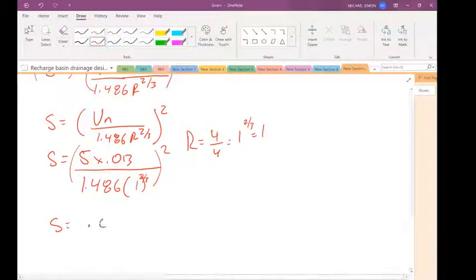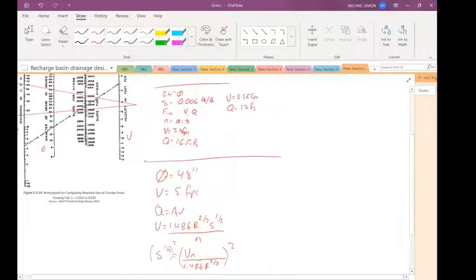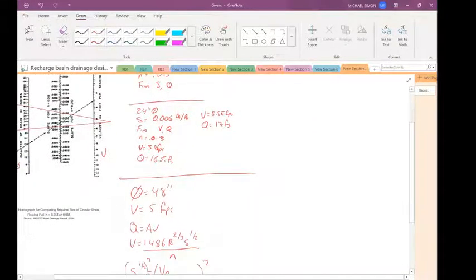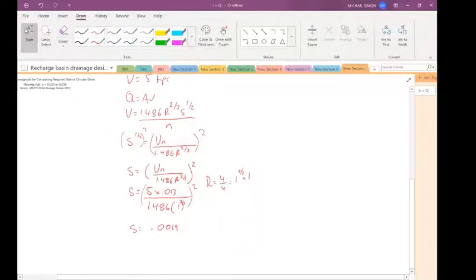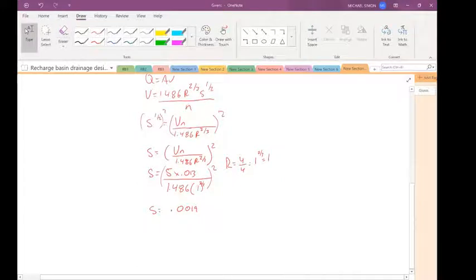Slope is 0.0019. What did I come up with on the nomograph? 0.002. I'd say that's pretty close. I would give myself 100 for that. Okay, so that's my slope, and that is in feet per foot.